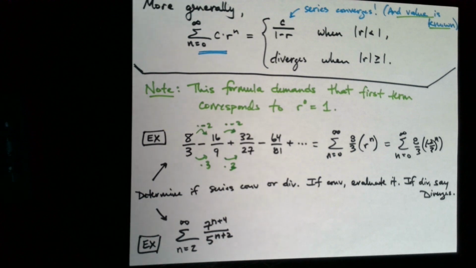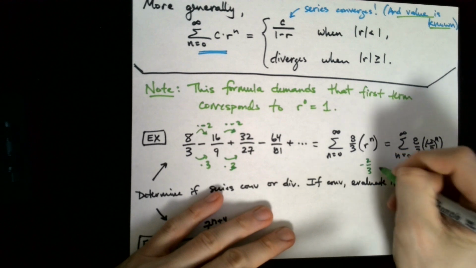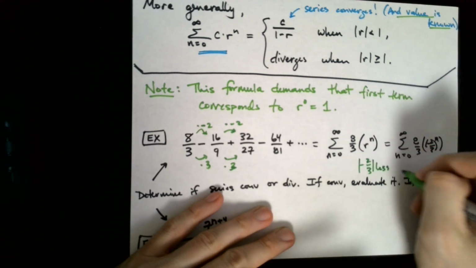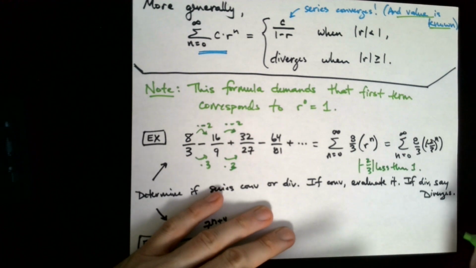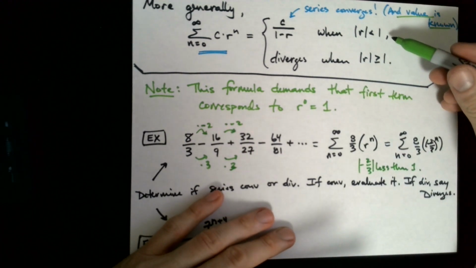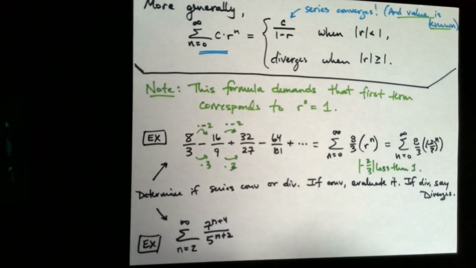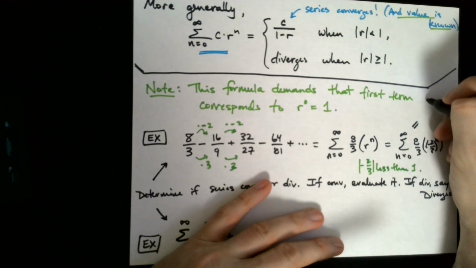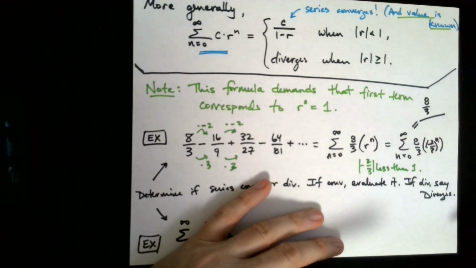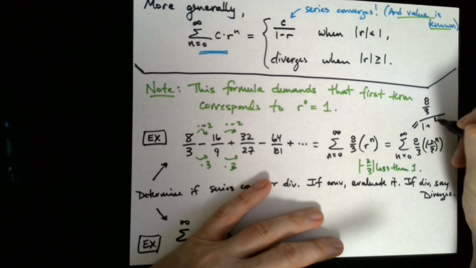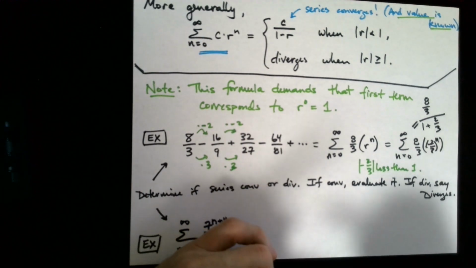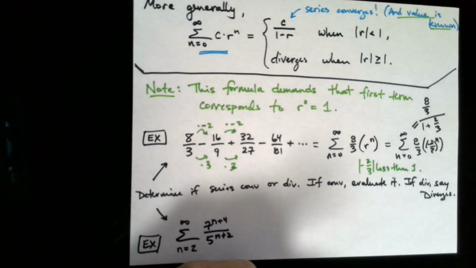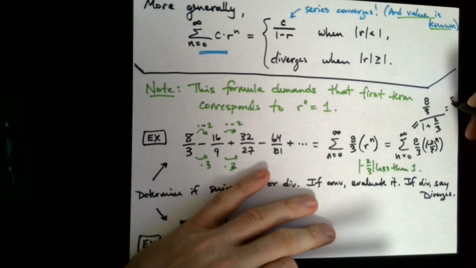So put it all together. Note, the -2/3 is less than 1 in absolute value. So that means we fall under the initial heading here, which means that our sum is simply c over 1 minus r. C is our constant, 8/3. 1 minus r is 1 minus -2/3. So that's 1 plus 2/3. Put that all together. Downstairs we'll get 5/3. Upstairs we've got 8/3. That's going to be 8/5.